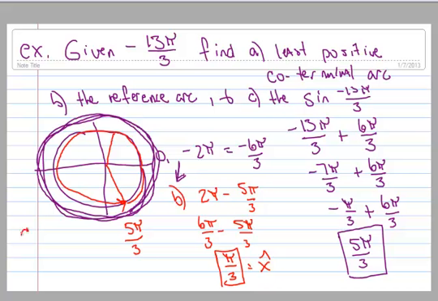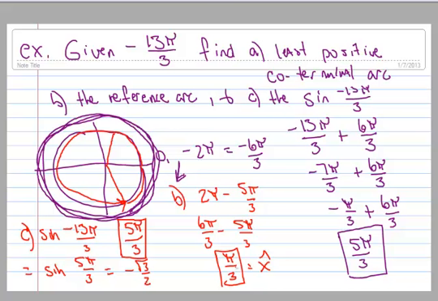And then lastly, we want to find the sine. Well, you can do this one of two ways. Because you have already memorized the unit circle, you know that the least positive coterminal arc is 5 pi over 3, so you automatically know that the sine of negative 13 pi over 3 is the same as the sine of 5 pi over 3, and that's negative square root of 3 over 2.